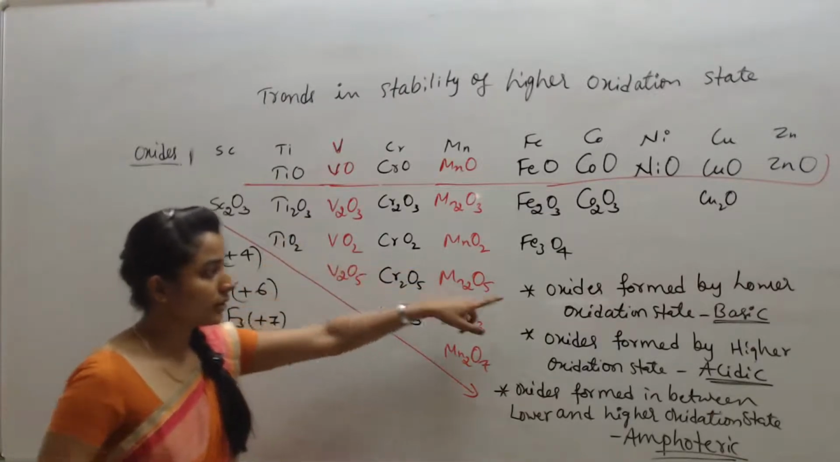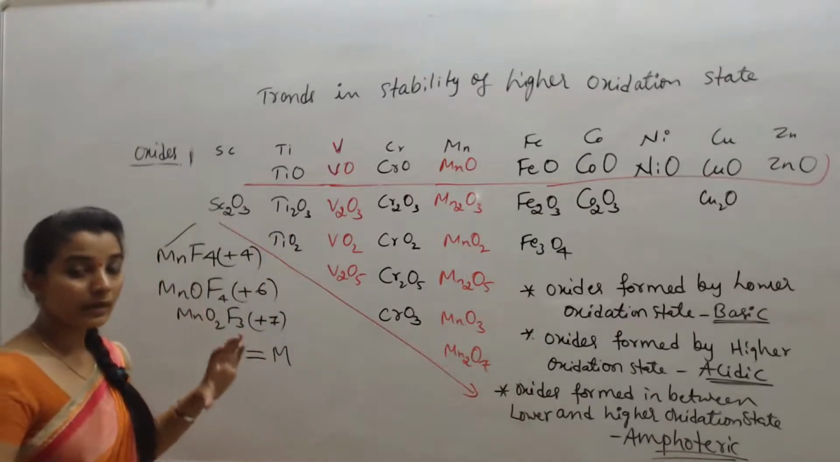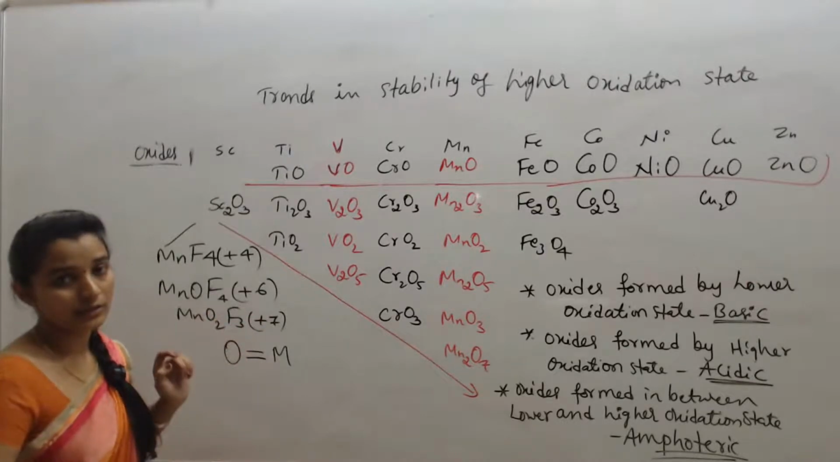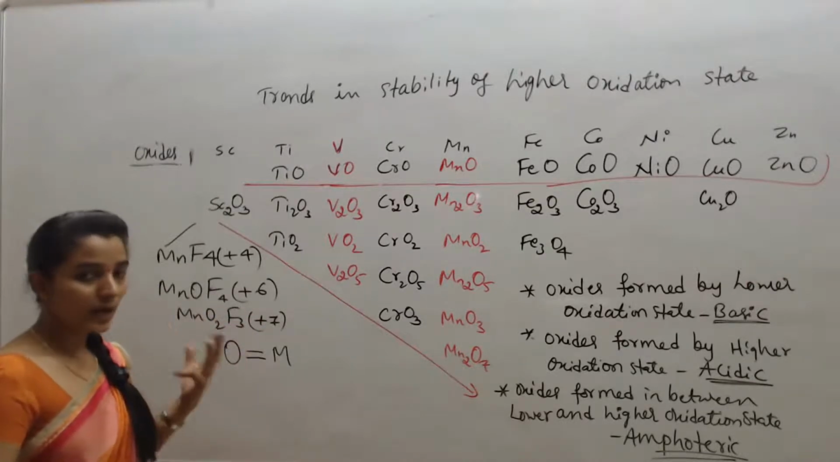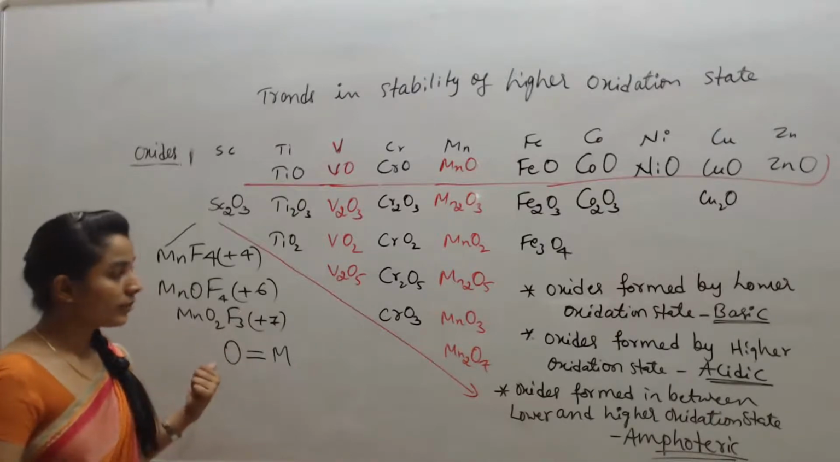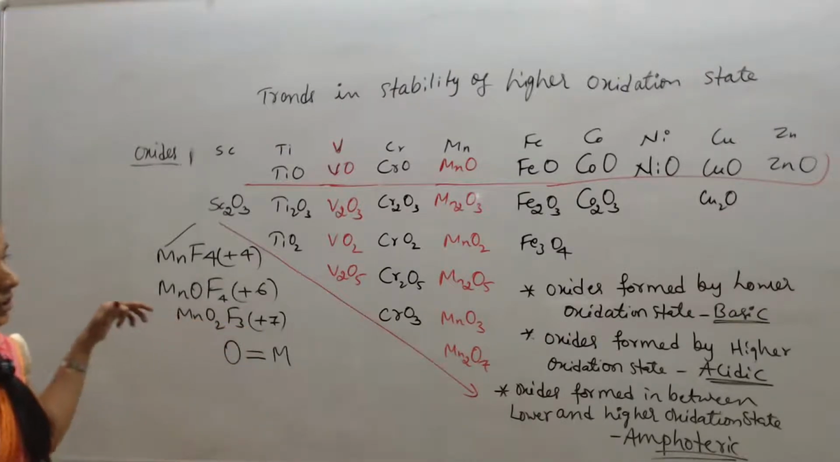Why are manganese halides less stable compared to manganese oxides? Or they may ask why oxygen stabilizes higher oxidation state of metals better than fluorine. Okay. So this is all about the oxides.